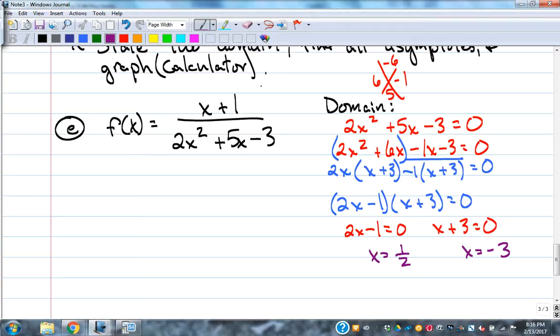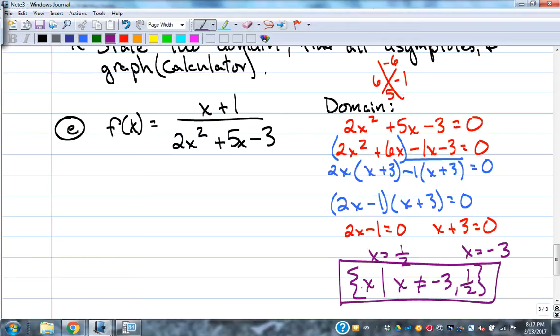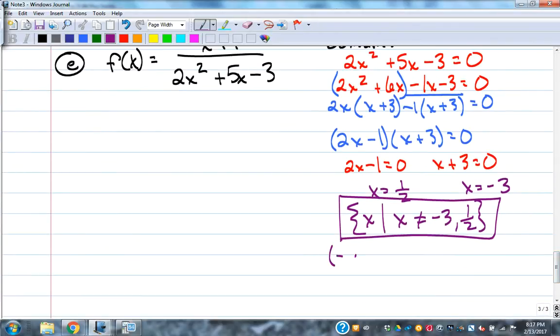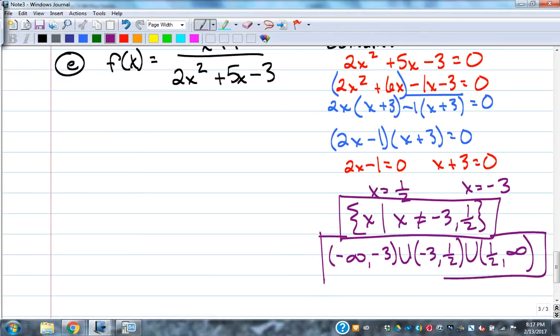Okay? So my domain is all x's as long as x does not equal those. There's my domain. I could write that in interval notation if I needed to. We'll do that anyway. -infinity up to -3, union, -3 to 1/2, union, 1/2 to infinity. Hopefully we're getting better at that, and that's getting boring doing that each time.